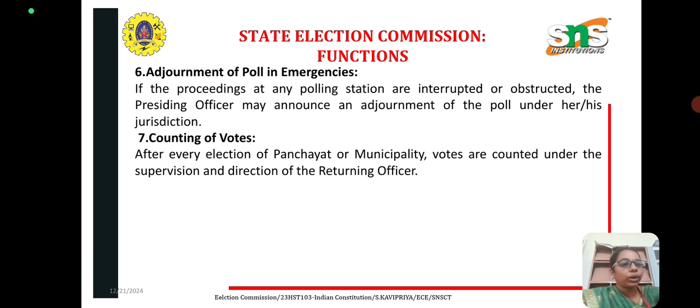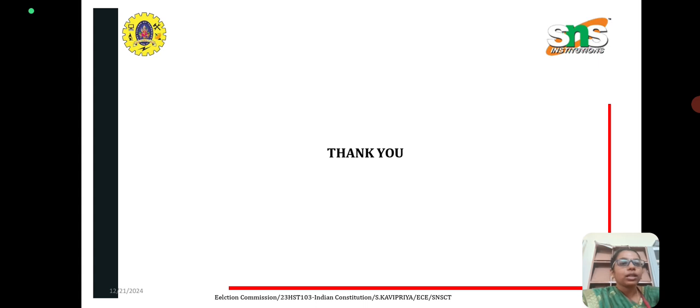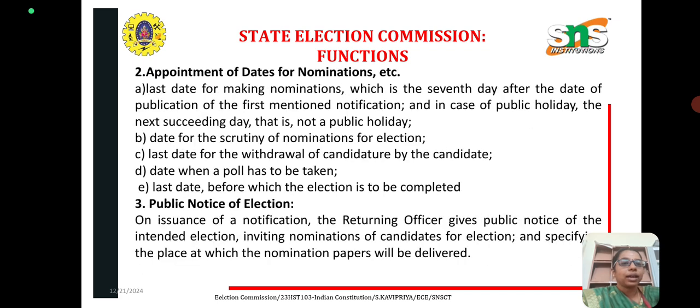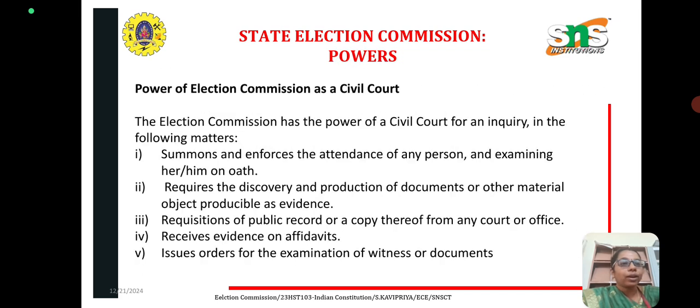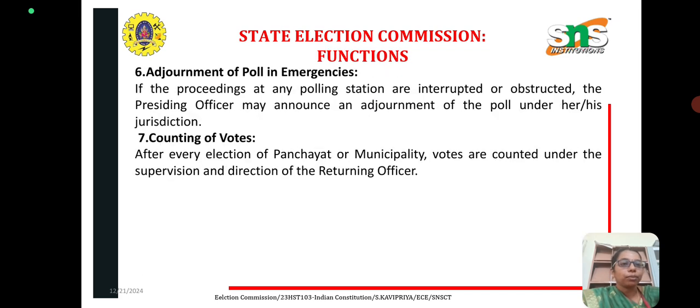And next is the counting of votes. After every election of a panchayat or municipality, votes are counted under the supervision and direction of returning officers. That's all about the role of the State Election Commission, what all the functions done by the State Election Commission, and what all the powers of the State Election Commission are.